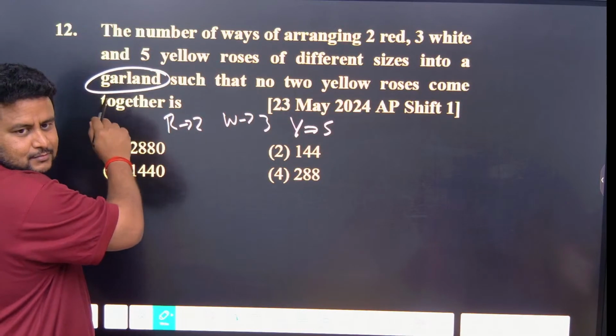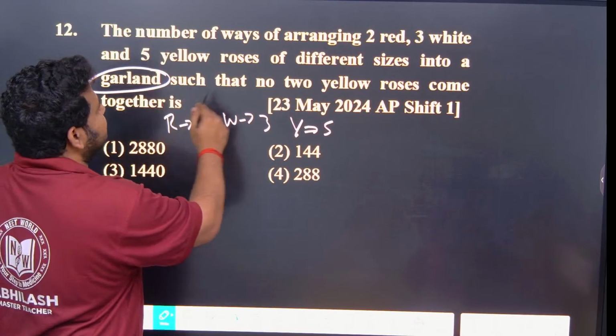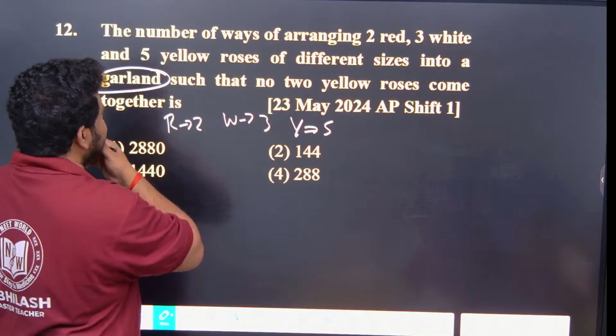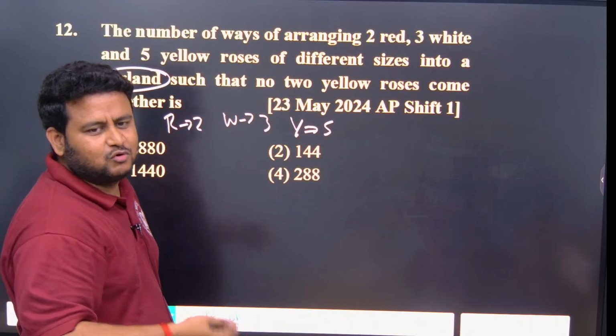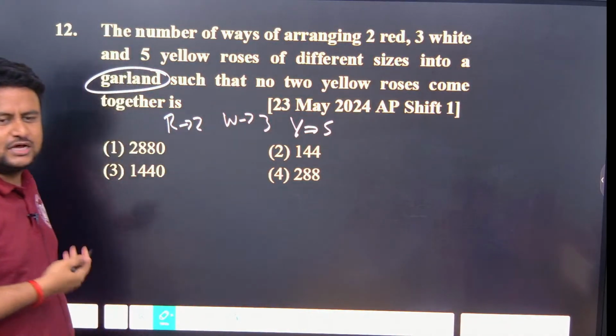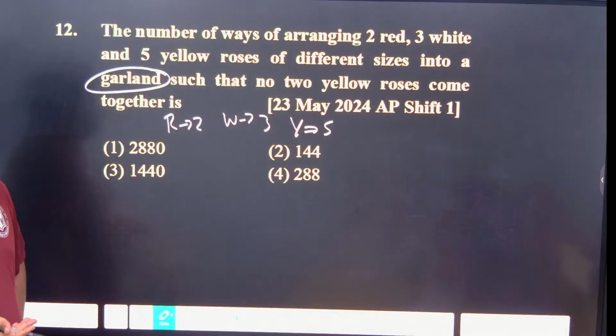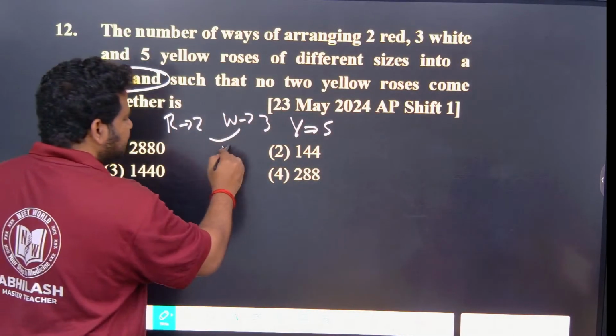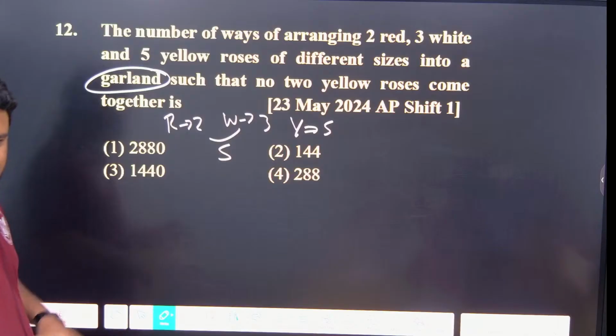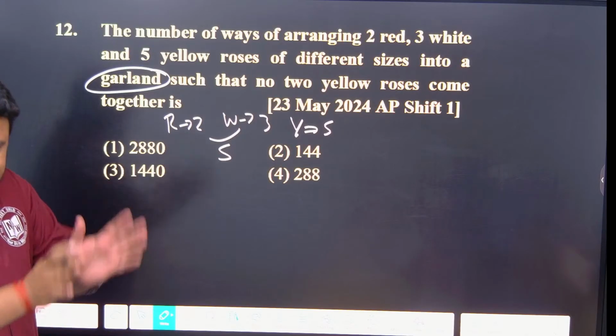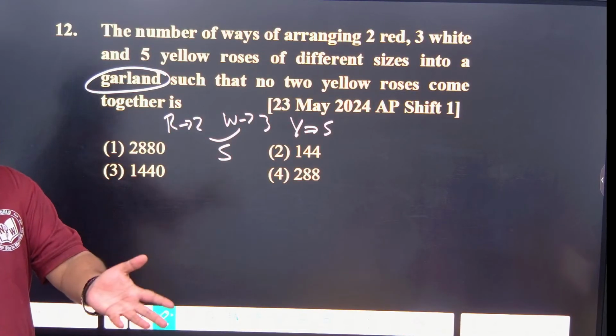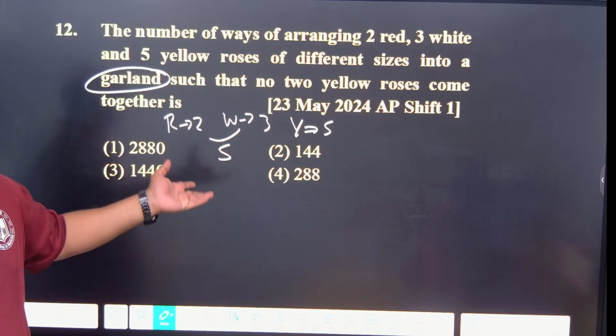So, such that of different sizes into a garland, such that no 2 yellow roses come together. No 2 yellow roses come together means first you should arrange whom? Red and white. Red and white combined together are how many? 5. So, now forget about garland. First we will do circular. When we do circular, if you divide by 2, that is garland. So, first you do circular.